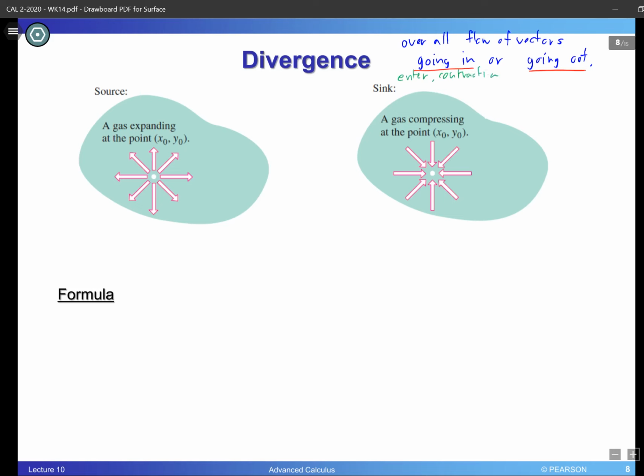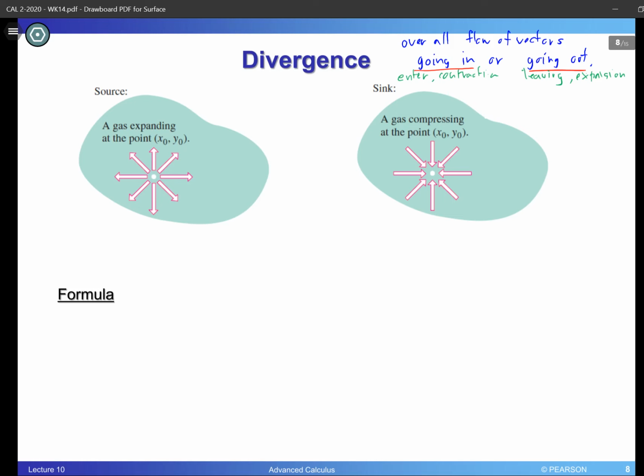Alright, if the flow of vectors are going out, they are leaving the area. Leaving means moving away. This is expanding. Expansion. Alright, that is the physical meaning of the divergence. Now, let's start with the formula.